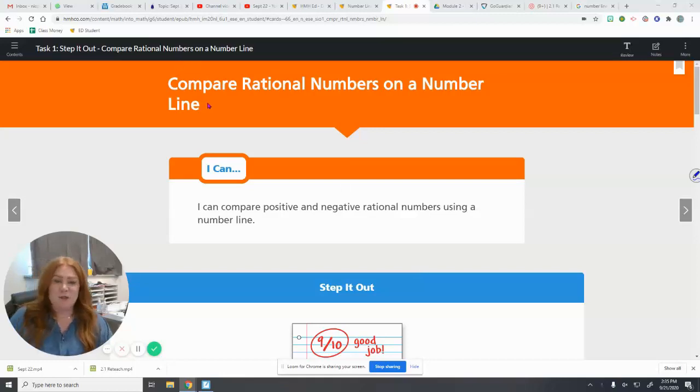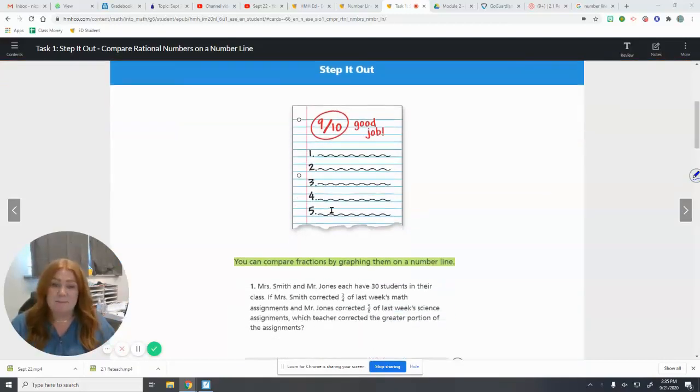For today's lesson 2.1, there is no spark today, so you can skip straight ahead to this video and we'll get started. What we are working on today is comparing rational numbers on a number line. That means positive and negative numbers, and rational numbers are fractions, decimals, and whole numbers that we can put on a number line and use that number line to figure out which one is bigger and smaller.